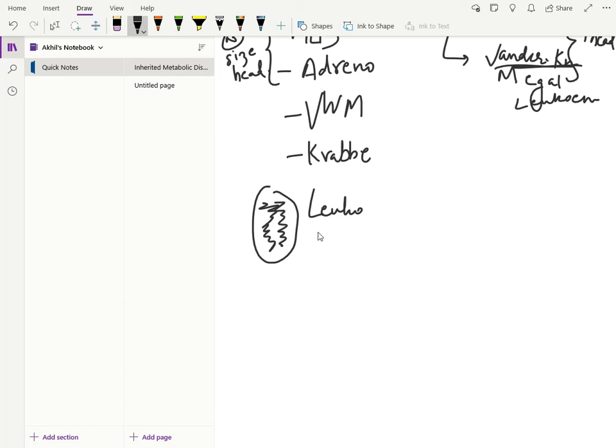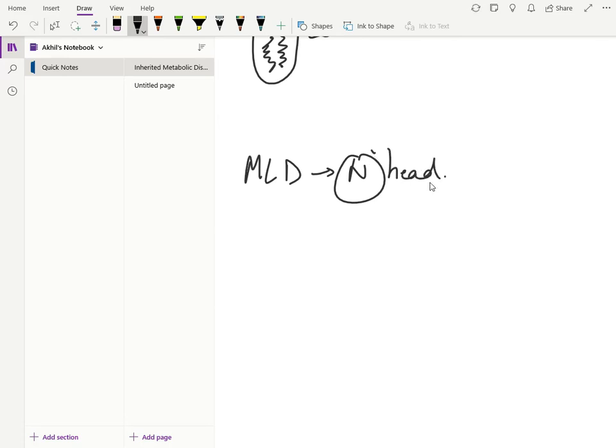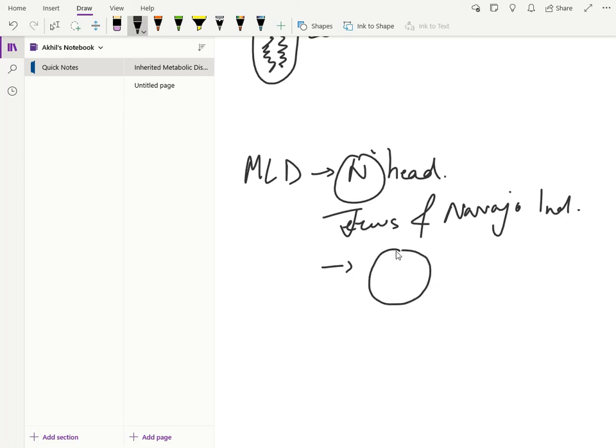Now we'll take metachromatic leukodystrophy. We'll begin with that. In metachromatic leukodystrophy, like I said, the head size is normal. You have a normal head. And it usually affects the Jews and Navajo Indians. There is sparing of the U fibers initially.